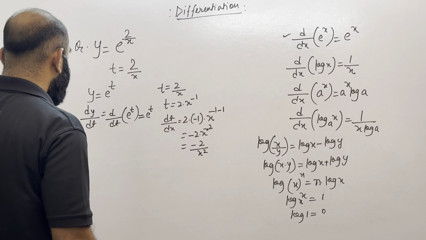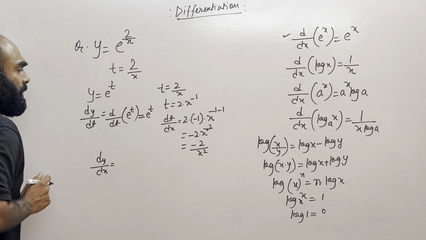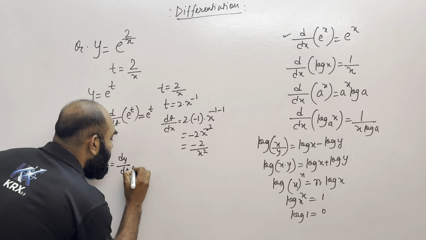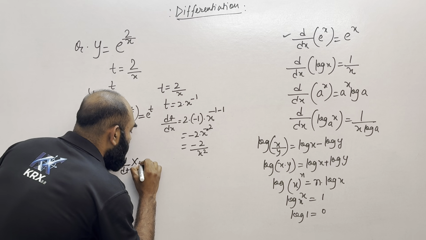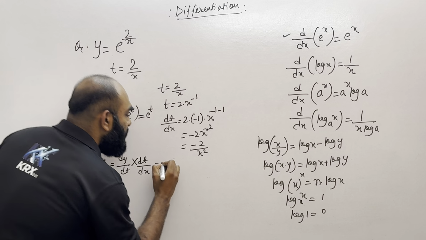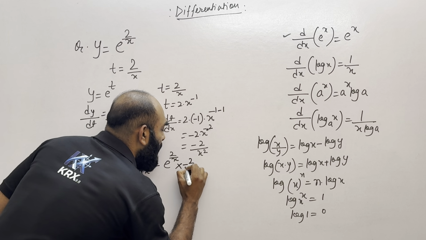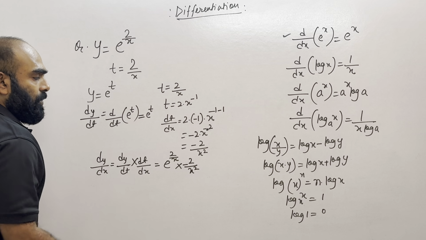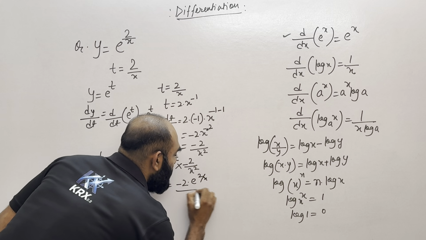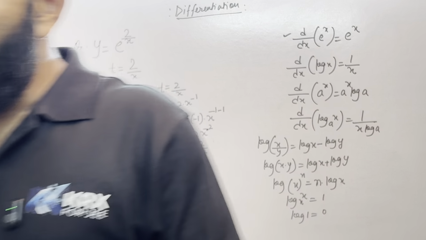Correct? Correct, sir. Now we require dy by dx. I am interested in this one. So dy by dx is nothing but, start with dy by dt. Chain rule, into dt by dx. dy by dt is e to the power t, and t is 2 by x, into dt by dx, which is minus 2 by x square. So finally we have the answer: minus 2 into e to the power 2 by x divided by x square. Note it down. This is your final answer.